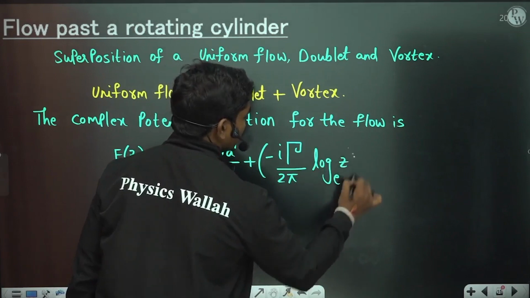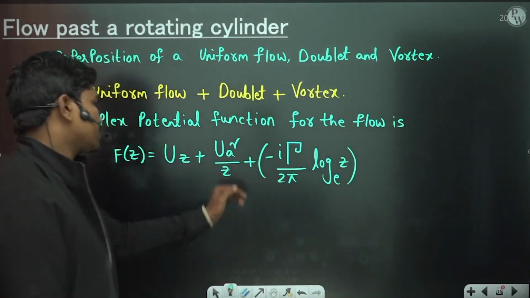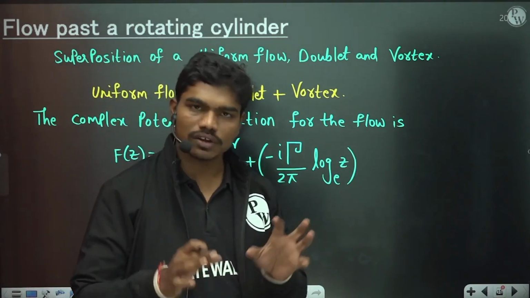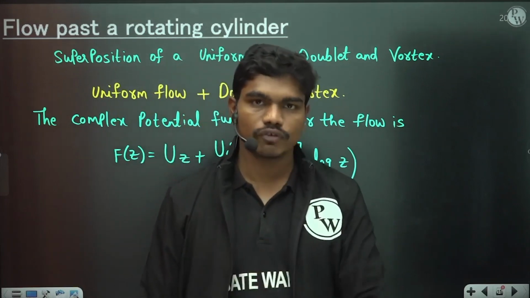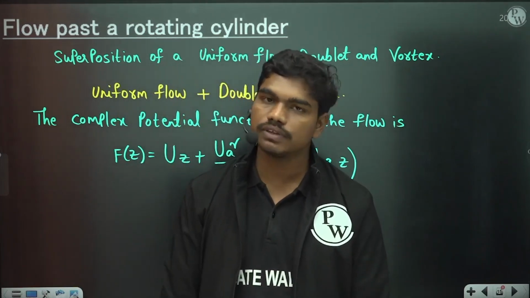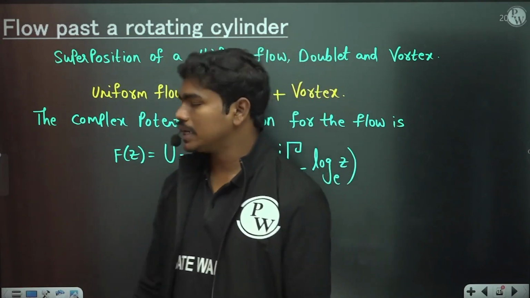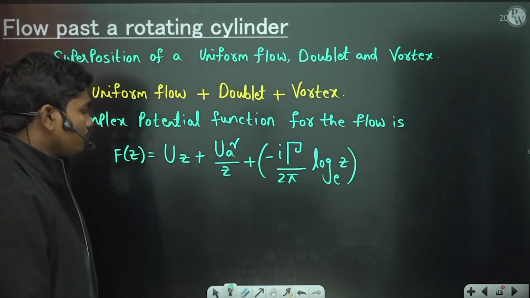Let us suppose the center of the vortex is at the origin. So this is the net complex potential function. The expression looks a little big here, so you have to do it a little carefully. This is the last case of superposition of flows. After this we'll solve some numericals, and that actually closes the chapter. So let us see this case of superposition of flows. Now this is f of z.